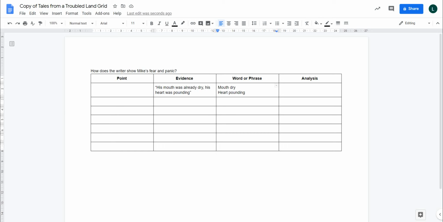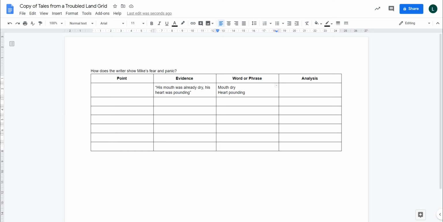Now I need to go to my notes, which I've got written on my piece of paper, to look at what it was I actually annotated around my quotation. And around my quotation I'd put that I could see that Mike's body was reacting to the fear. The fact that his mouth was dry and his heart was pounding showed that he was nervous, that he was fearful, and that his body was reacting in a way that showed that he was scared and panicked.